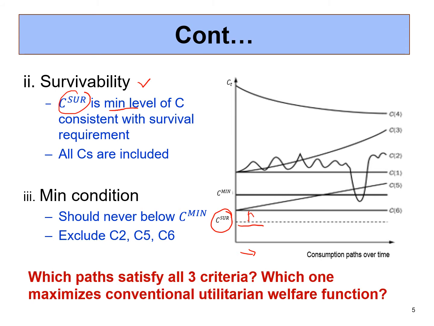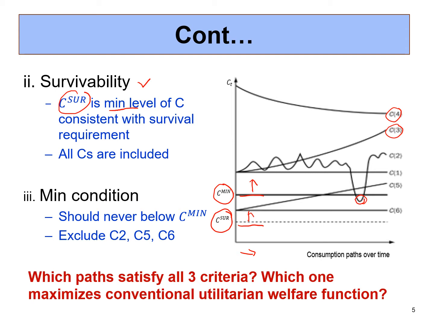Okay, the last criterion to fulfill sustainable development is the minimum condition. So the minimum condition is this one, minimum consumption. This is the line for minimum consumption. All the consumption paths above minimum consumption are qualified, fulfilling the minimum requirement. So C4 is qualified, C3 is qualified. How about C2? C2 is not qualified because if you look here, it falls below the minimum consumption line.